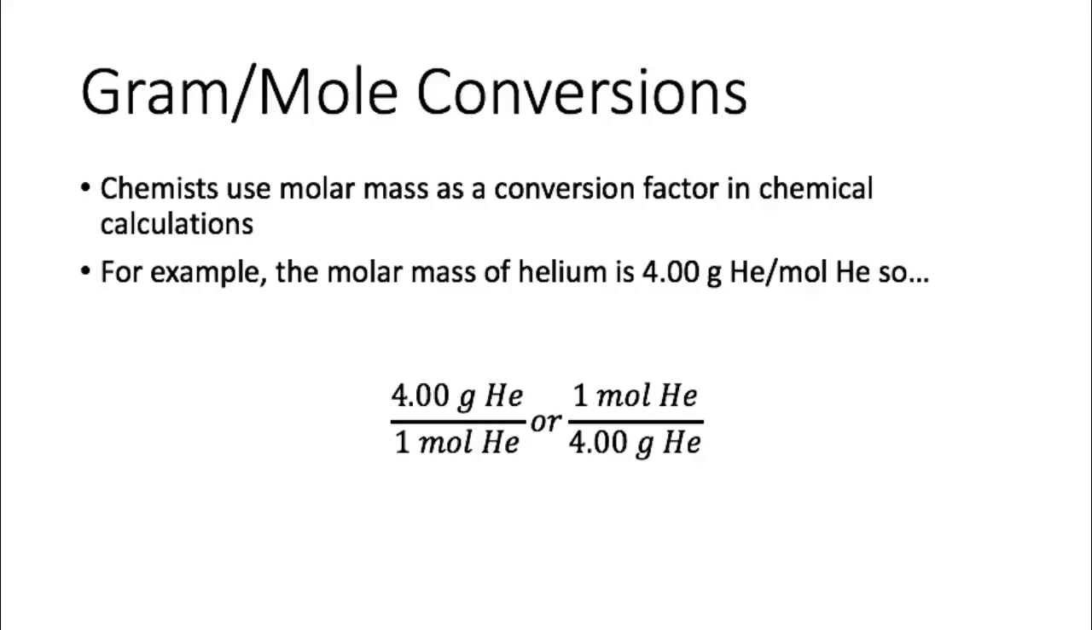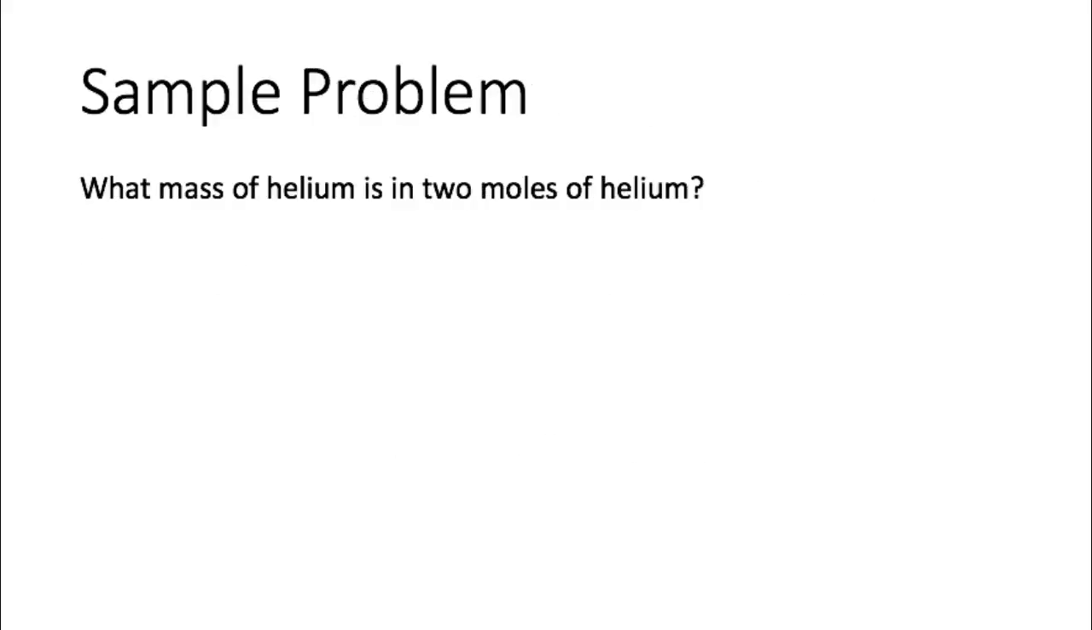In addition to particles, we can also do gram-mole conversions. So in a previous screencast, we learned about molar mass. Molar mass can be used as a conversion factor in chemical calculations. So for example, the molar mass of helium is 4 grams per mole. So we can write that 4 grams of helium over 1 mole of helium, or 1 mole of helium over 4 grams of helium.